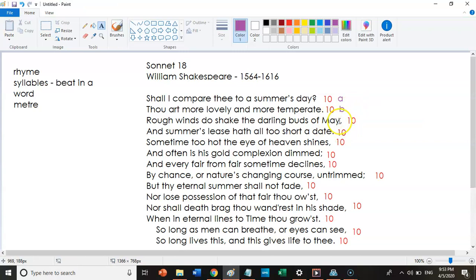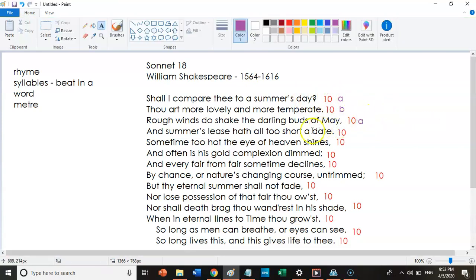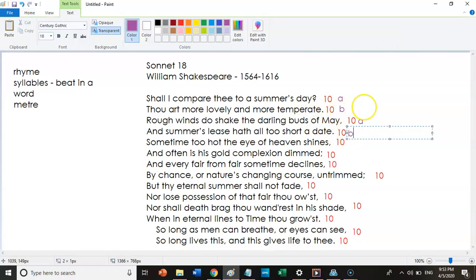Now we've got this next word, may. Does this rhyme with any of the previous words? Does it rhyme with day, temperate, or neither? That's right, it rhymes with day. So we're going to give it an A to show that it's got the same rhyme as the first line. Date. Does date rhyme with day, temperate, or may, or nothing? It rhymes with temperate. Listen, at. The exact same sound. So because temperate is B, this is going to be B as well.